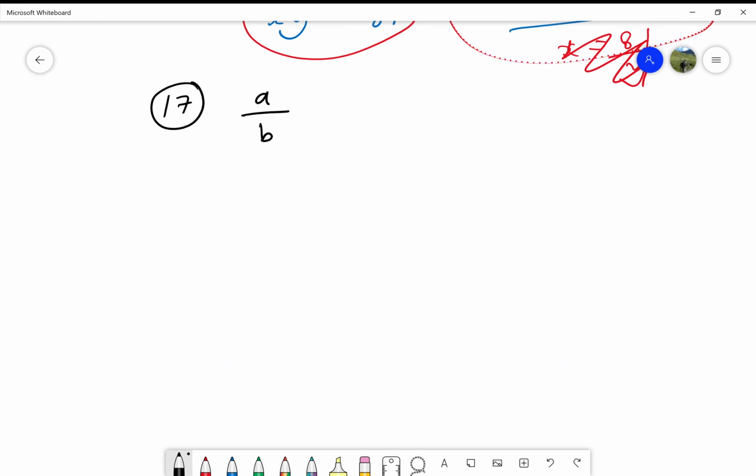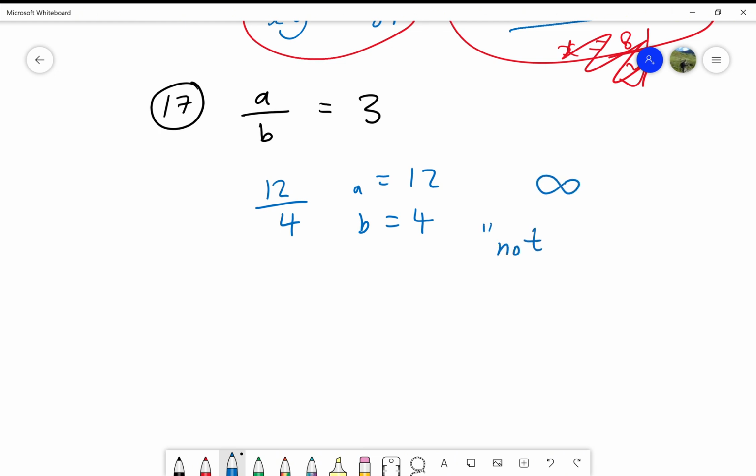A over b equals 3. Have a go in your own time. Right. A possible answer would be, for example, 12 divided by 4, which means that a equals 12 and b equals 4. But we have the classic problem here, which we've already talked about, which is that a and b could be anything. So there's an infinity of answers, so we just say not possible.